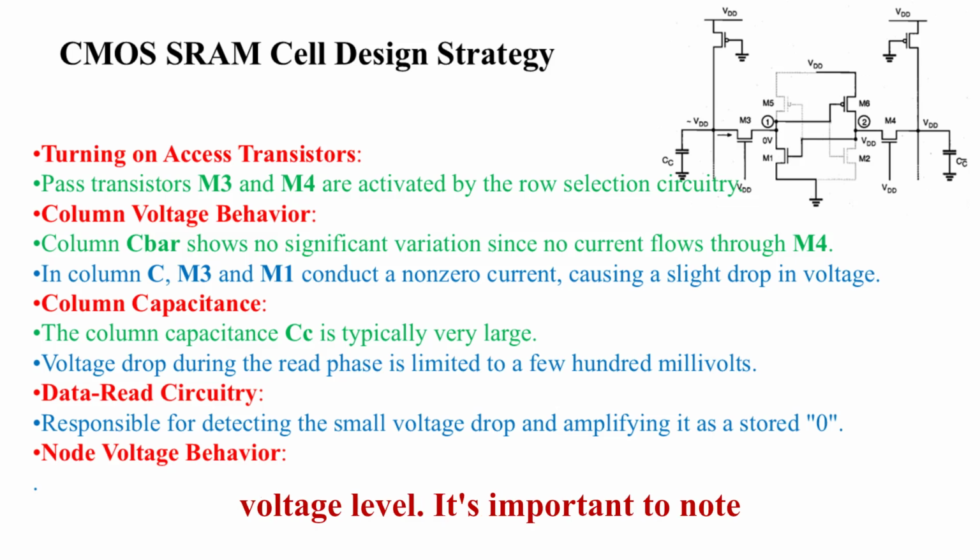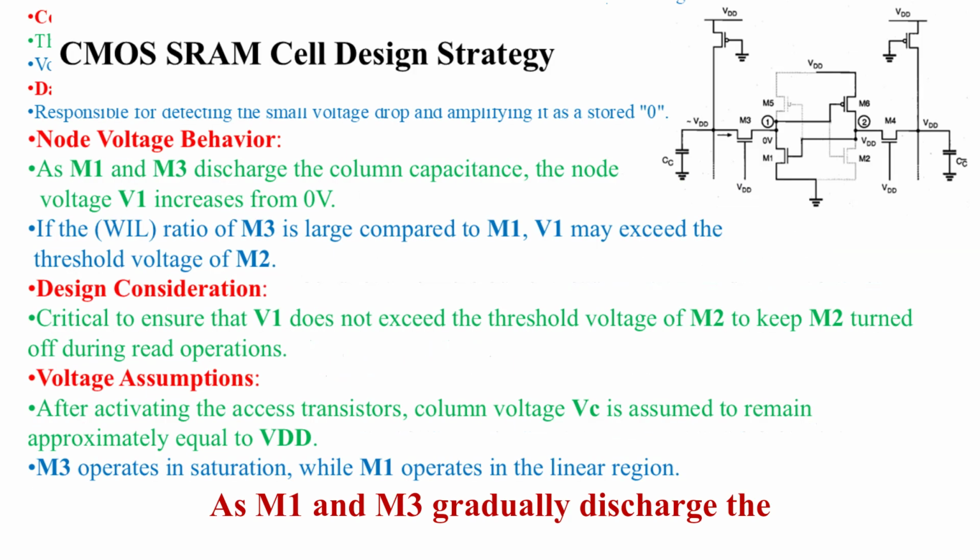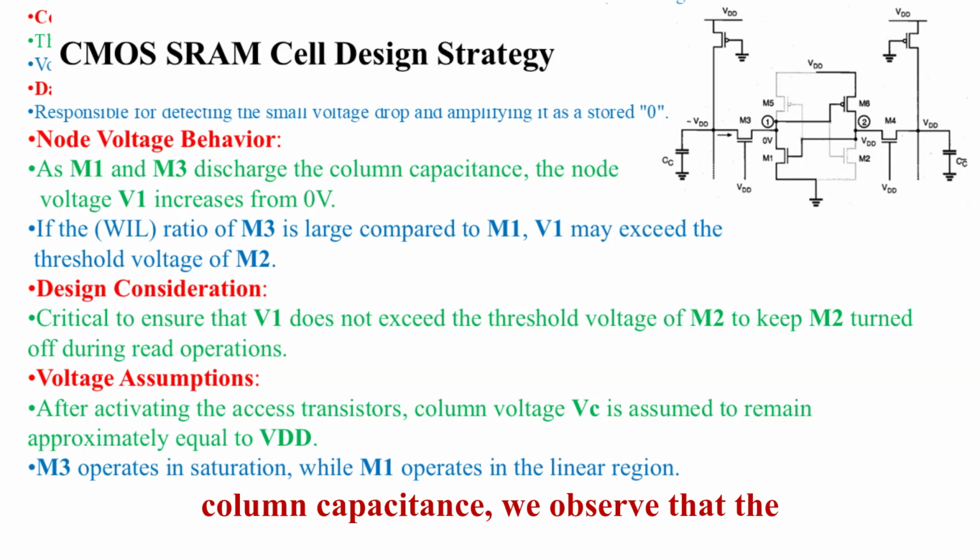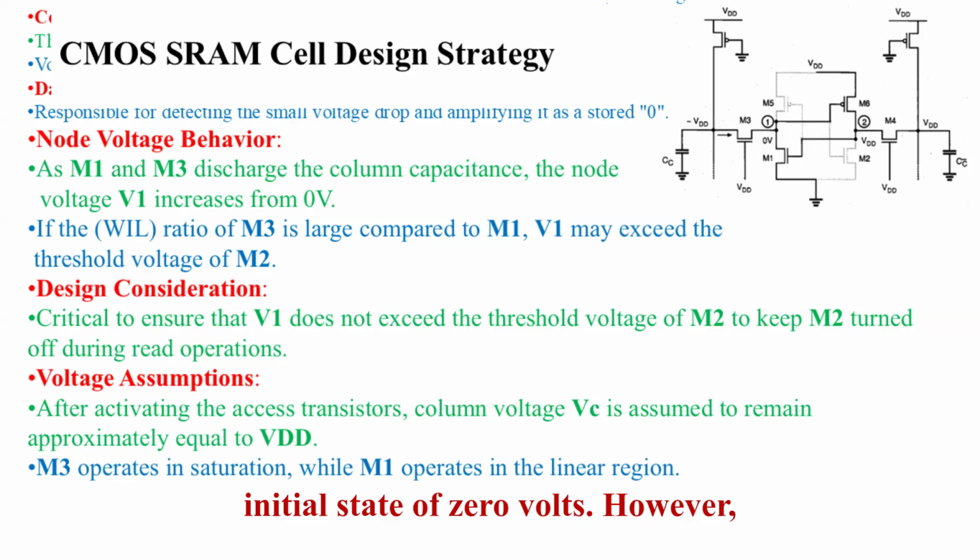It's important to note that the column capacitance, CC, is typically very large. Because of this, the voltage decrease during the read phase is limited to only a few hundred millivolts. This small change is crucial for the data read circuitry, which is responsible for detecting this minor voltage drop and amplifying it to represent a stored 0. As M1 and M3 gradually discharge the column capacitance, we observe that the node voltage V1 begins to rise from its initial state of 0 volts.